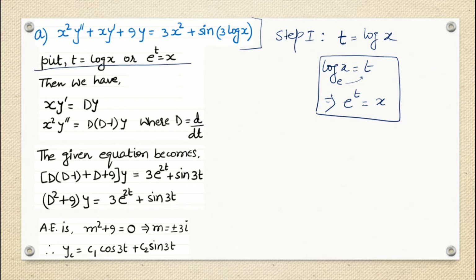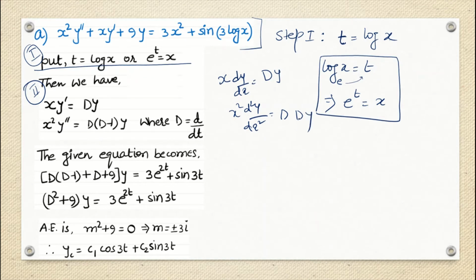Now step number 2 is what we had seen in the formula list. If it is x dy by dx, then I'm going to write, if x power 1 is there, only 1 D and then y. If I have x square d2y by dx square, I will have two times D, but the second time it will be D minus 1, correct? So this way we will be doing. But how long will I go? This is my step 2.